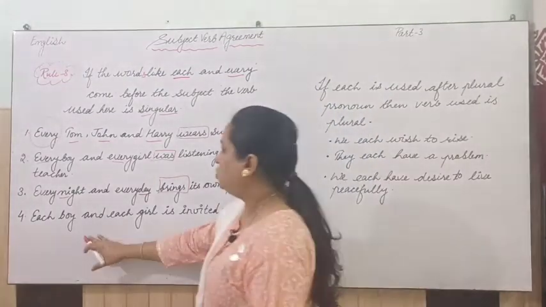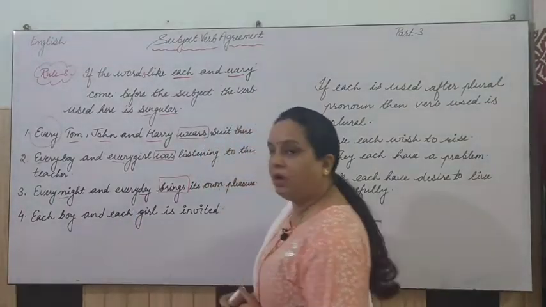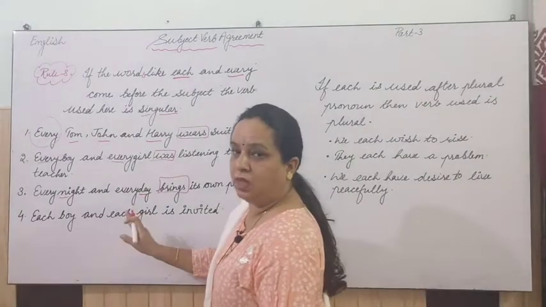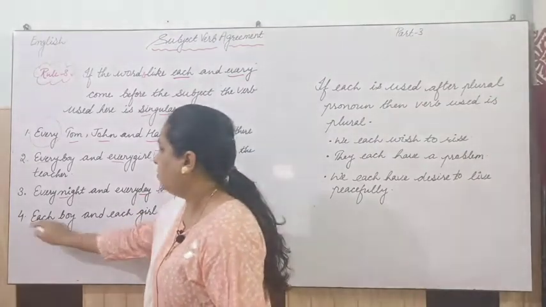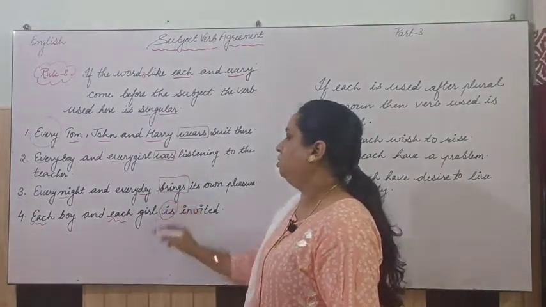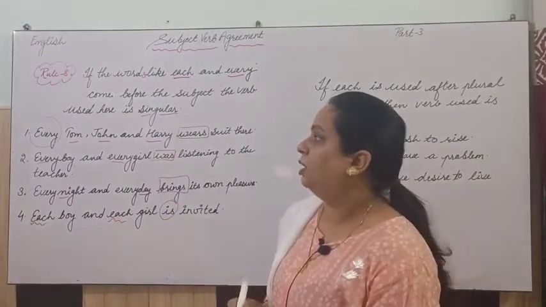Last one is each boy and each girl is invited. Once again boy and girl, but the nouns boy and girl are taking which word here? Each. So what do you have to do here? Singular verb once again. So that's rule number 8.